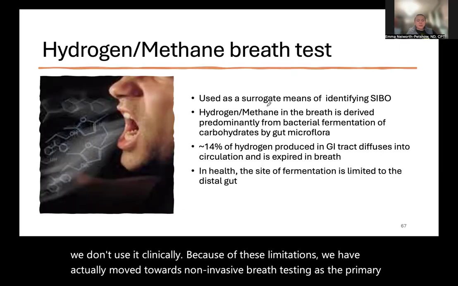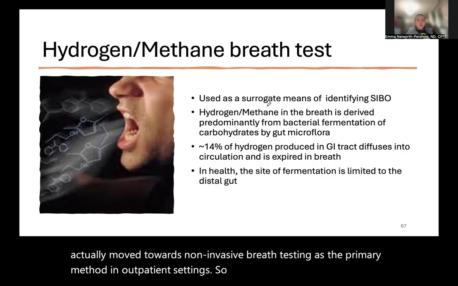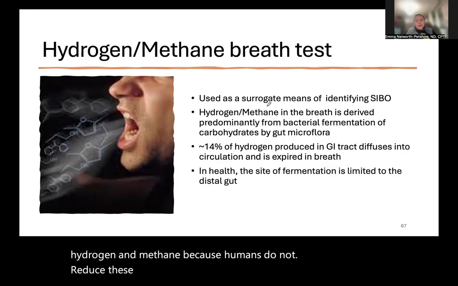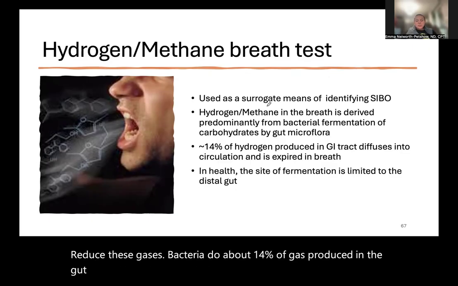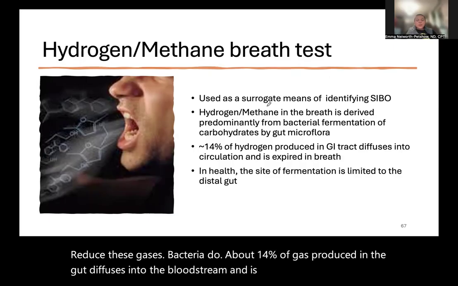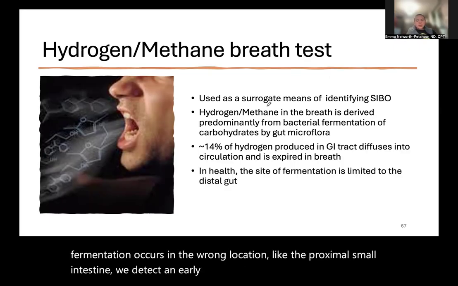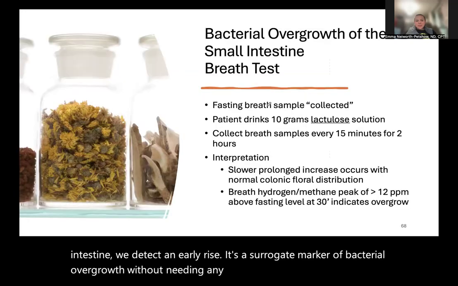So the breath test looks for hydrogen and methane because humans do not produce these gases, bacteria do. About 14% of gas produced in the gut diffuses into the bloodstream and is exhaled. When fermentation occurs in the wrong location, like the proximal small intestine, we detect an early rise. It's a surrogate marker of bacterial overgrowth without needing any invasive sampling.